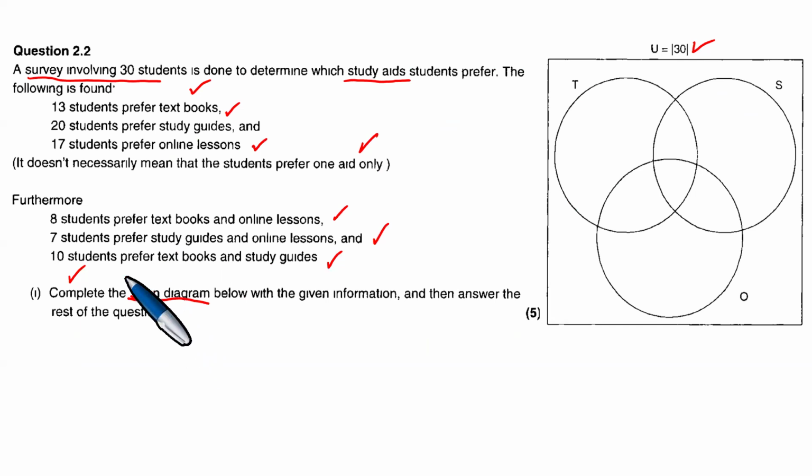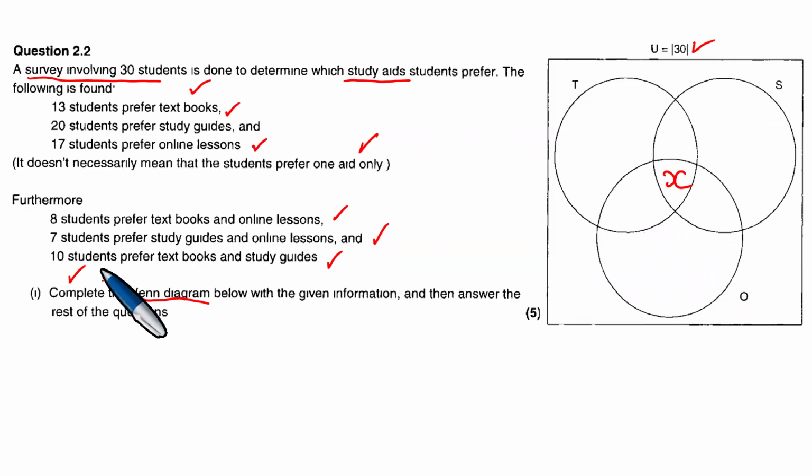Right, so in question 2.2, we have the following. Let us reason this out together and make sure we understand this very well. Now, if you look at this particular question, we need to complete the Venn diagram. So let us put x in the middle. For those students that prefer textbooks, study guides, and online lessons, we put x. And then we reason that.